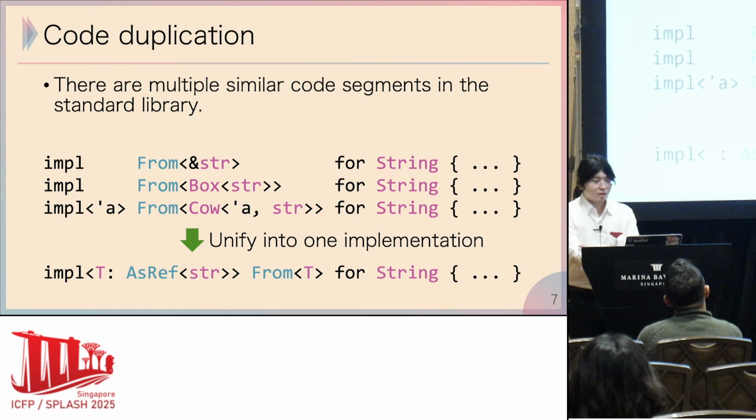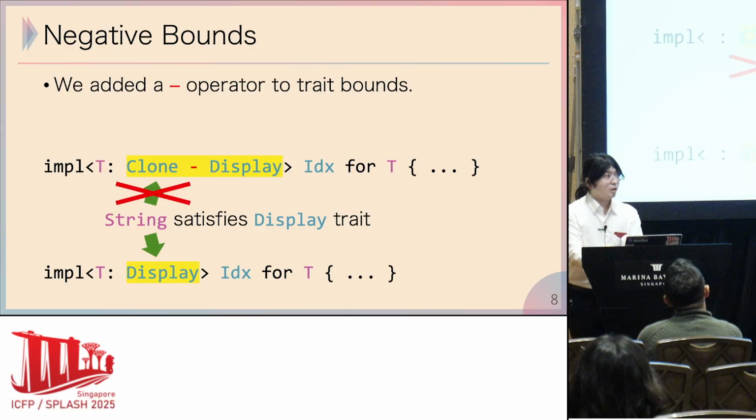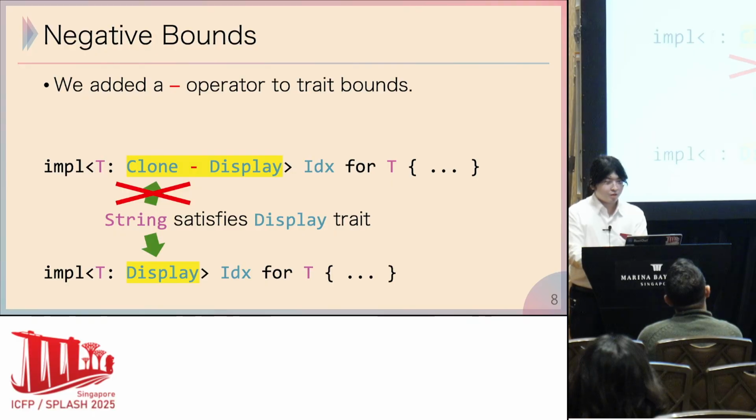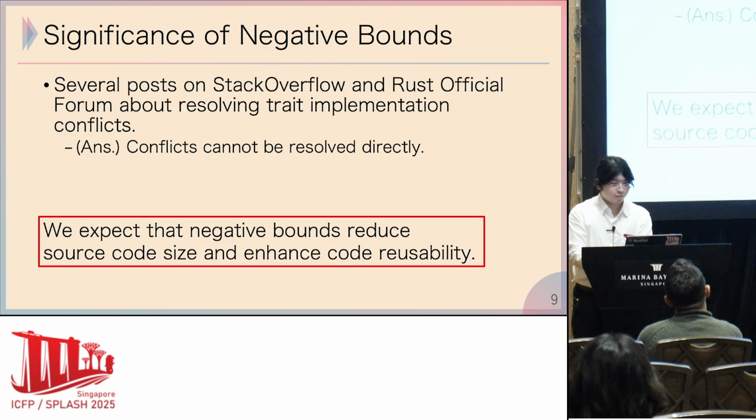One of the reasons we cannot write this is trait implementation conflict. To address this problem, we added a minus operator to trait bounds. The meaning is to exclude types that satisfy the trait. In this example, String satisfies Display, so the first implementation will not be applied to String, but the second one will be.